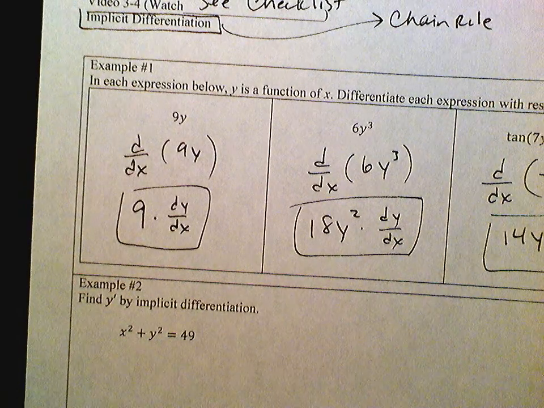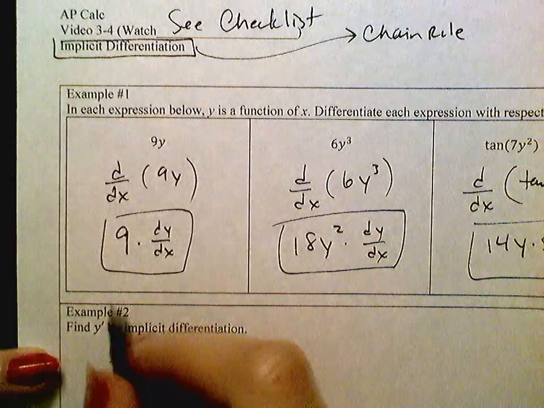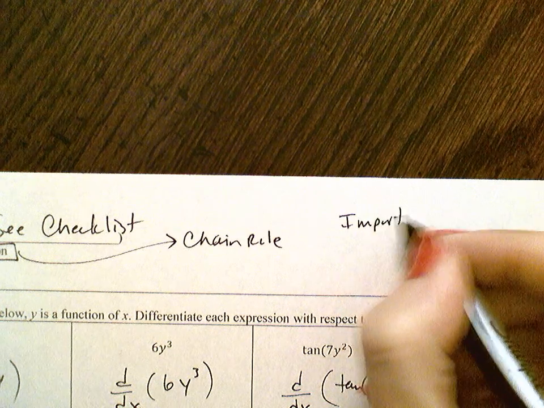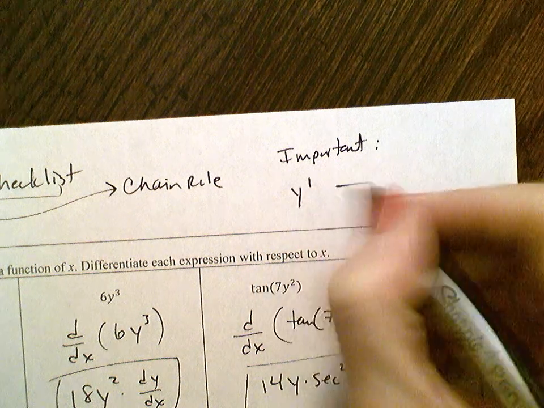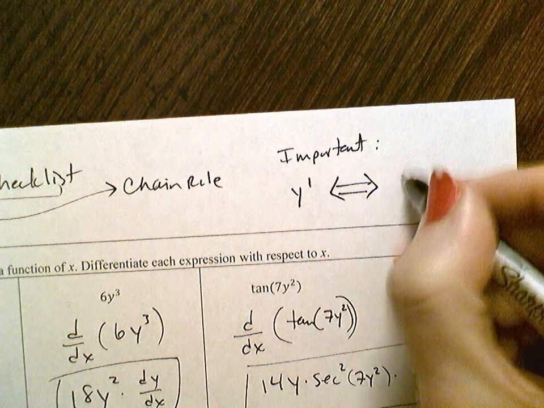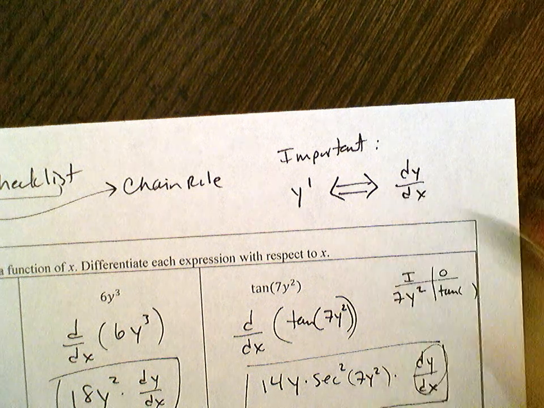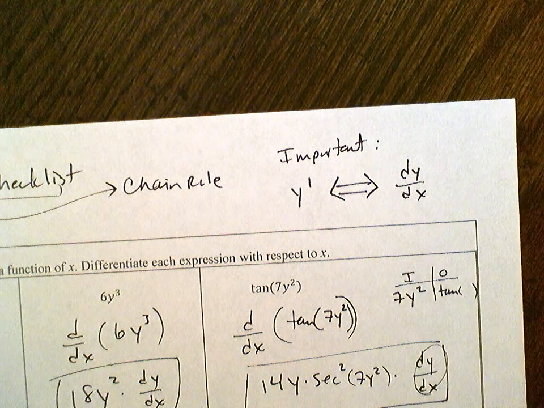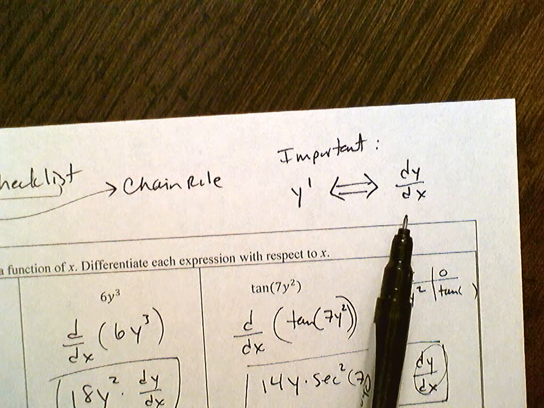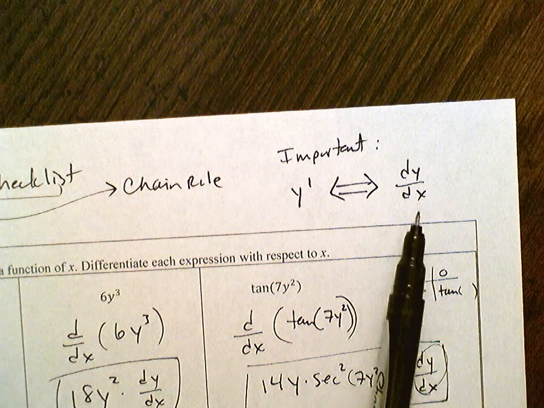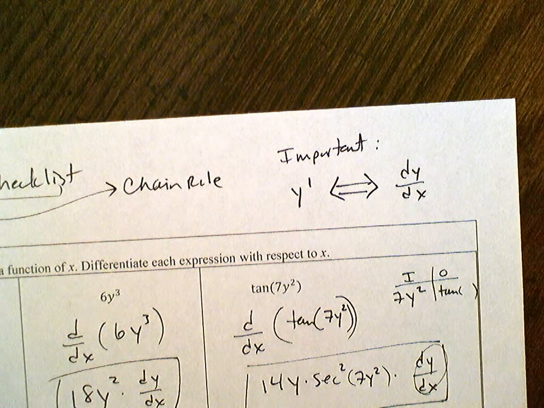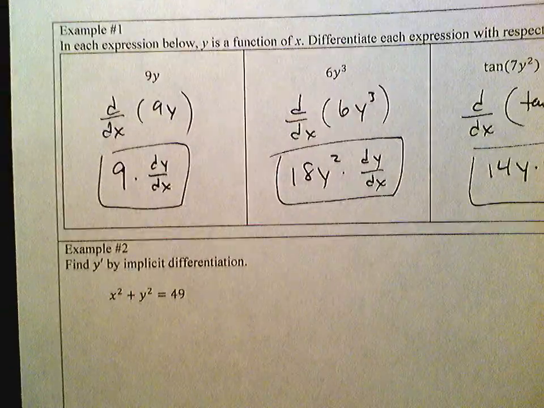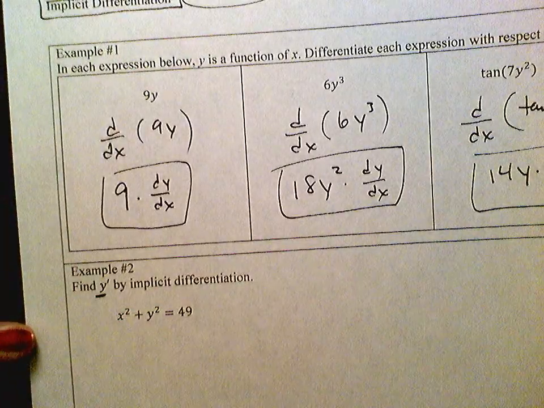Okay, now find y prime by implicit differentiation. So up here, let's write this because this is important. When you're doing these problems, it's important that you know that y prime is the same as dy dx, because what we're going to do in these problems is start off using Leibniz notation, which is dy dx, and then switch at the end to prime notation, because prime notation makes it easier to do the algebra, easier to do the solving. So we're going to find y prime.